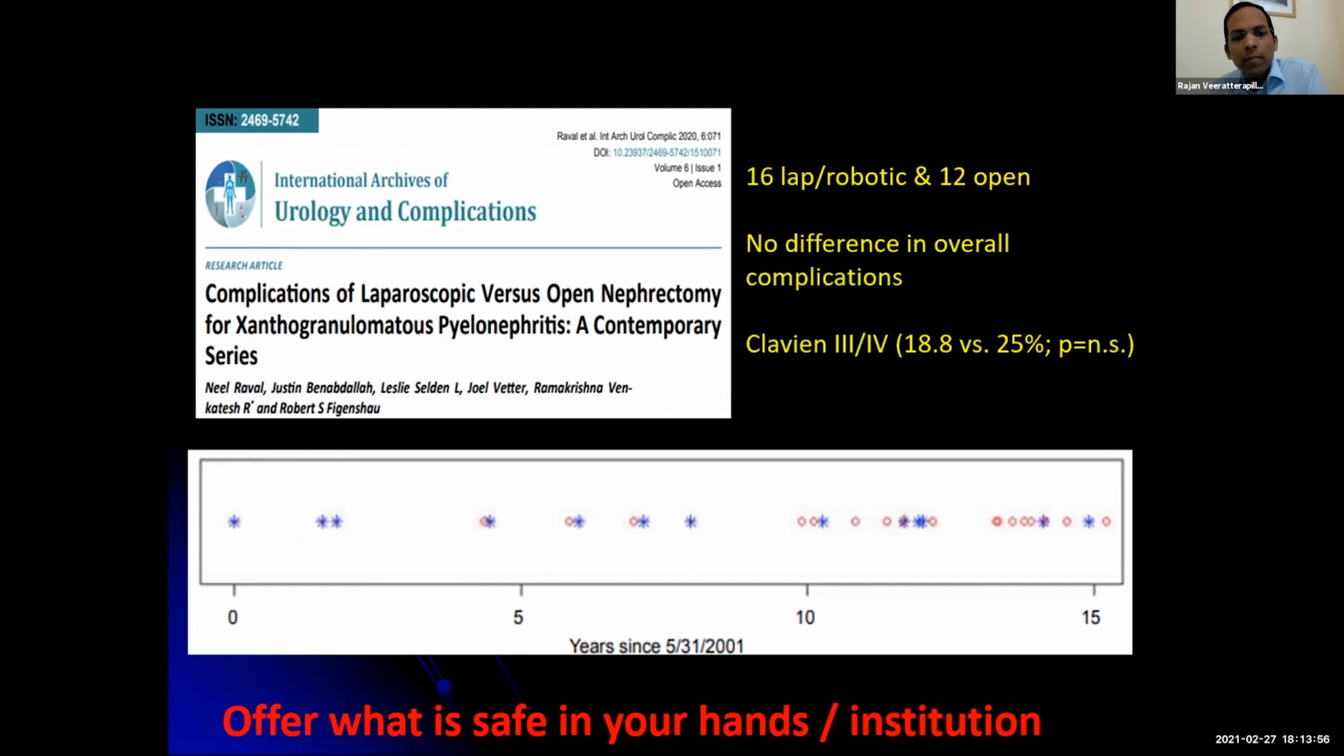The interesting figure on the bottom maps the number of cases done over time with what technique, and the little stars represent open surgery and the dots represent the minimally invasive approach. And over time, as surgeons have got more confident with the technique, they have offered minimally invasive treatment. But the message is, offer what is safe in your hands or your institution. Just because everybody else is doing it through a minimally invasive approach doesn't mean you have to offer that. So just make sure you offer what's safe in your hands.